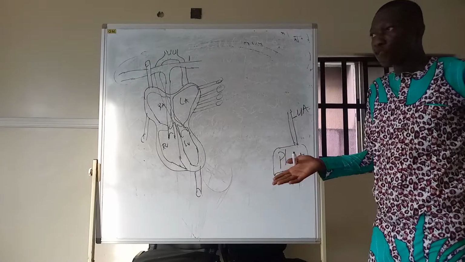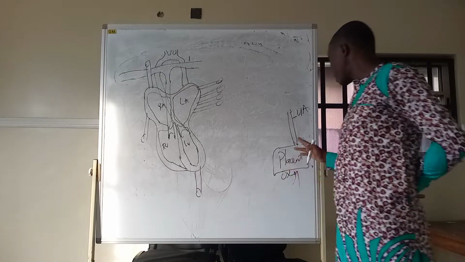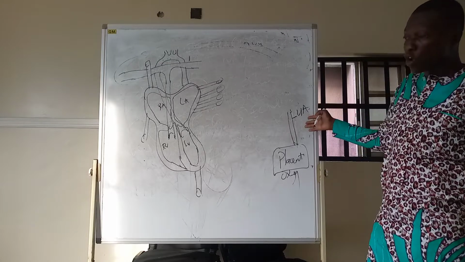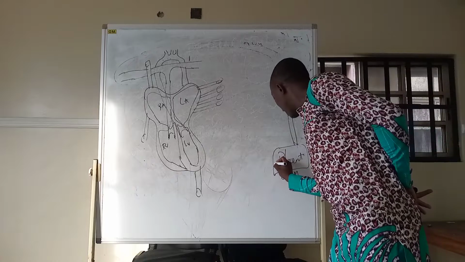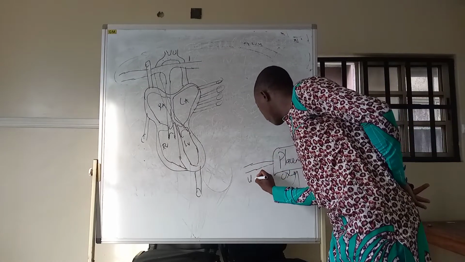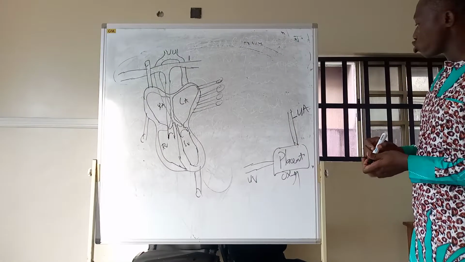In postnatal life, oxygenation takes place where? In the lungs. But in prenatal life, oxygenation of blood takes place where? At the placenta. Now, once the umbilical arteries carry the deoxygenated blood to the placenta and oxygenation takes place, the blood leaves the placenta through what? The umbilical vein.